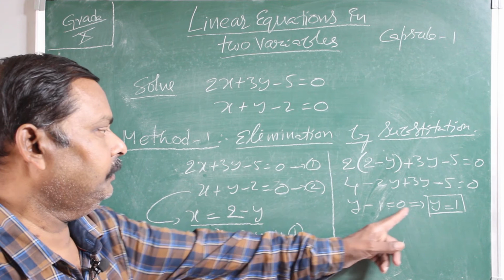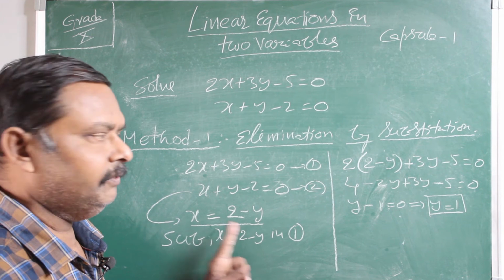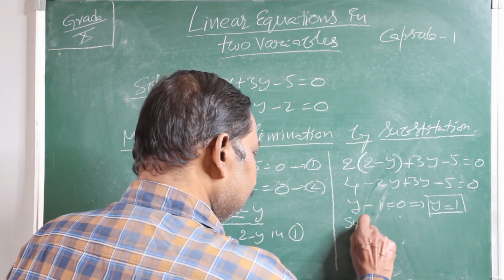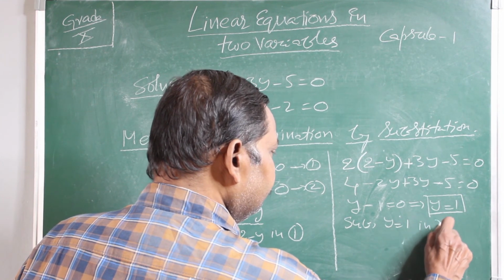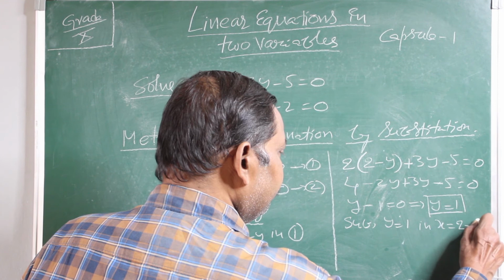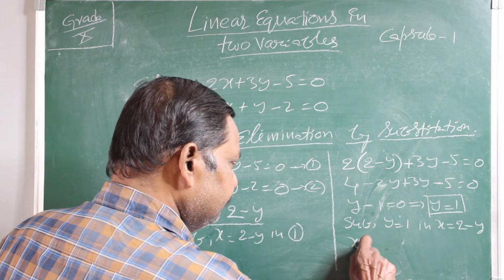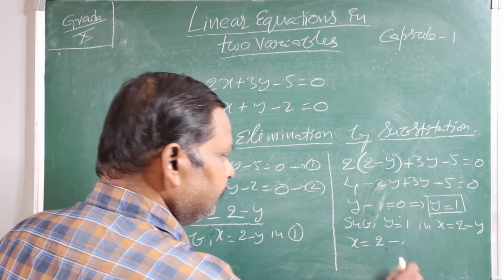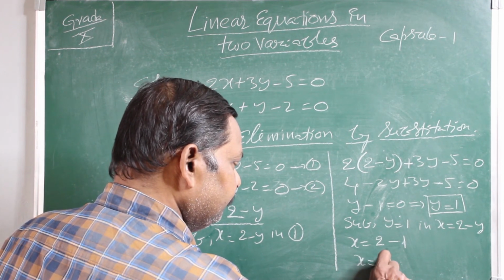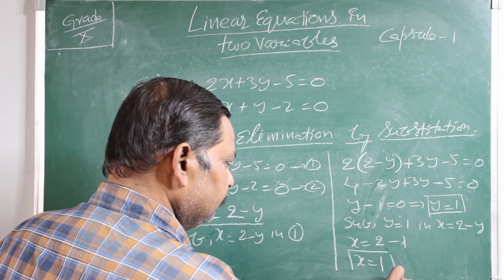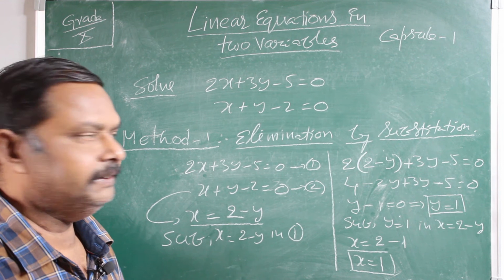Now substitute y = 1 in this relation x = 2 - y. Substitute y = 1 in x = 2 - y. Then you will get x = 2 - y means 2 - 1, that is x = 1. So this is the way to solve the equations simultaneously.